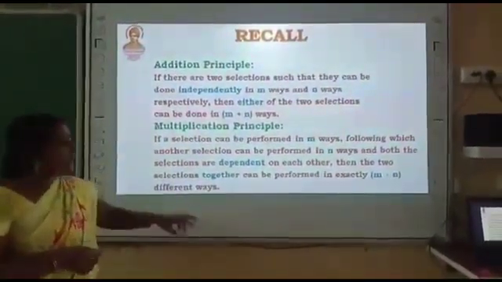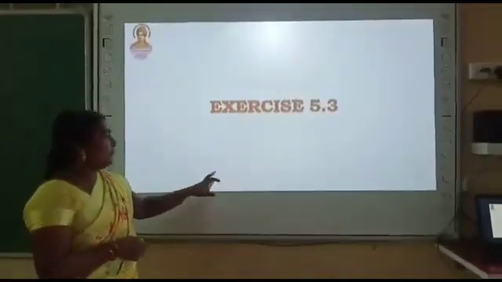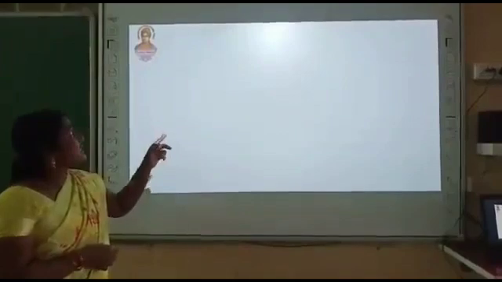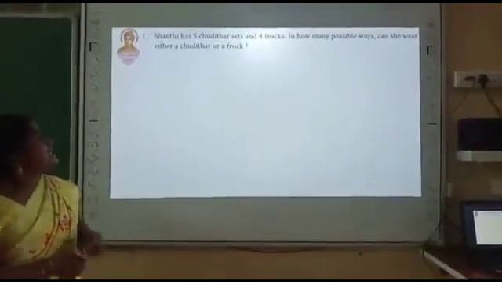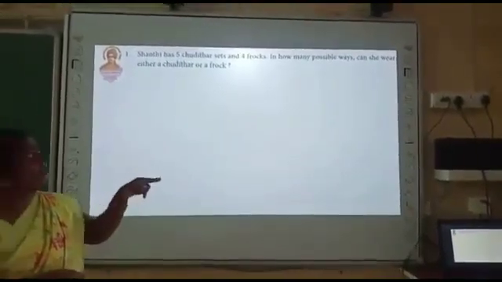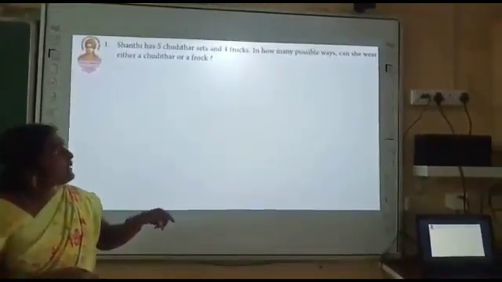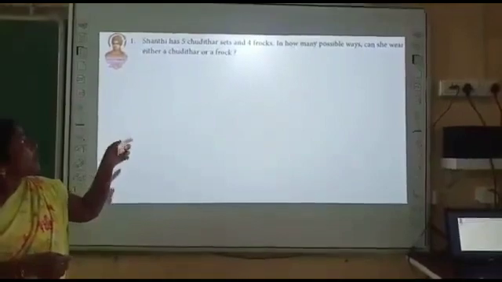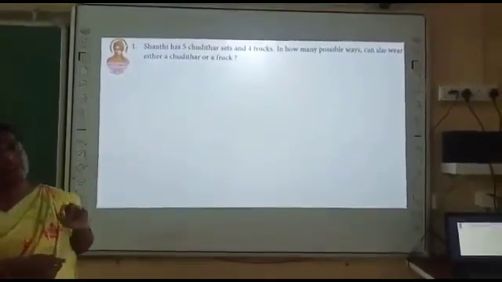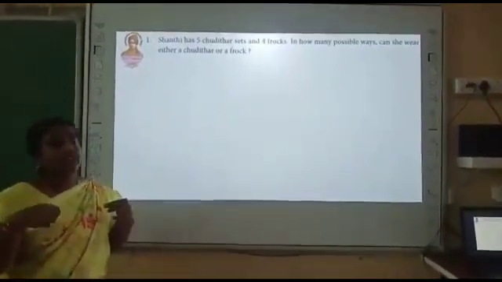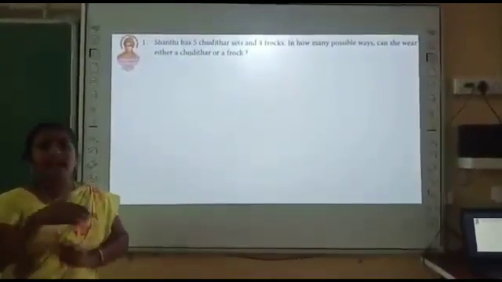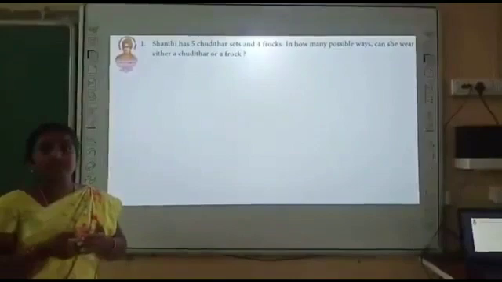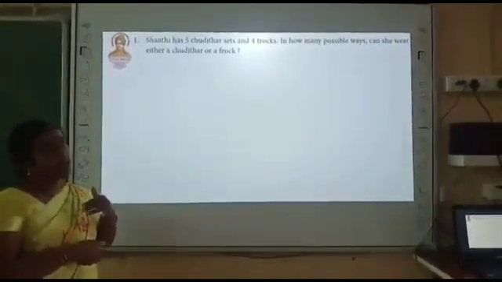Have you cleared that? Next, we will see exercise 5.3. In this exercise, first sum: Shanti has 5 chudidar sets and 4 frocks. In how many possible ways can she wear either a chudidar or a frock? She will wear either a chudidar or a frock. That is "either or", so that is the addition principle.